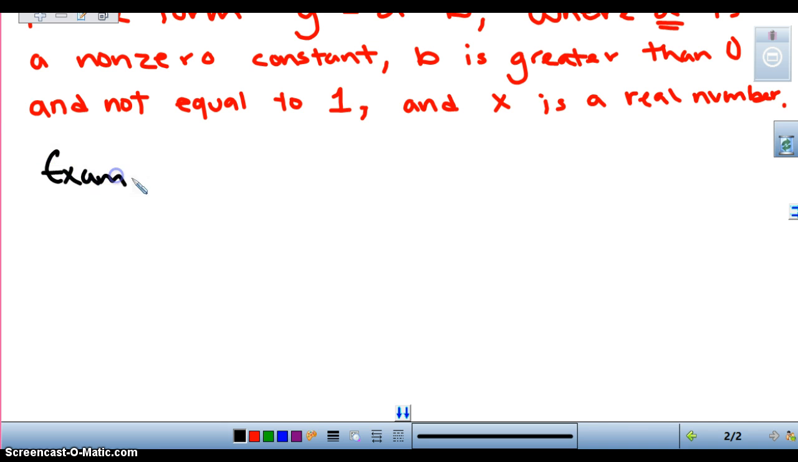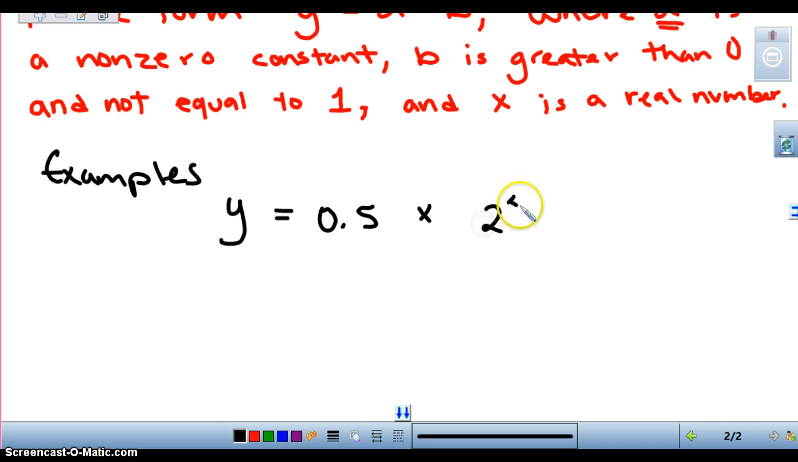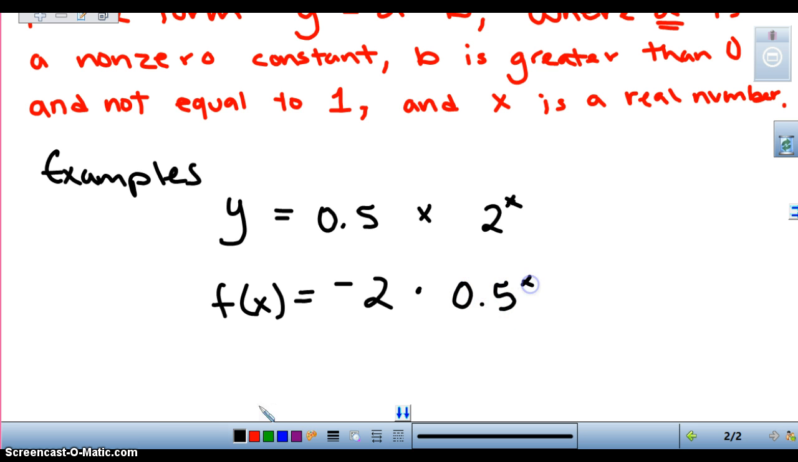Examples of exponential functions would be y equals 0.5 times 2 to the x power, or f of x equals -2 times 0.5 to the x power.